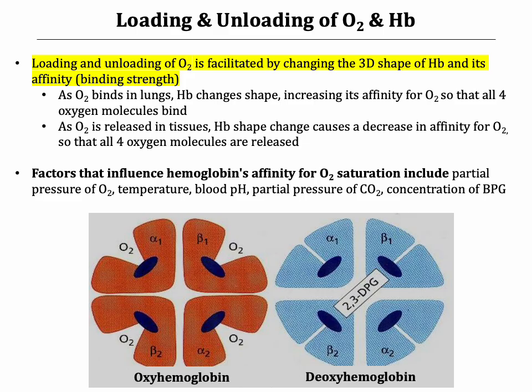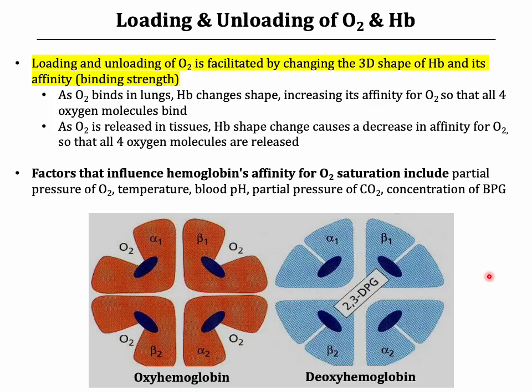There's a change in the three-dimensional shape of hemoglobin, and there's also a change in the affinity, or the binding strength, of oxygen to the hemoglobin. There's a lot more biochemistry involved in really understanding what goes on with the molecule itself. But there are different factors that influence the affinity, the binding strength, and influence the three-dimensional shape. This is a protein and needs to have that very specific functional 3D shape.